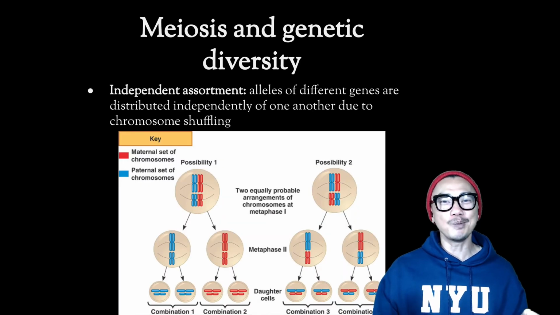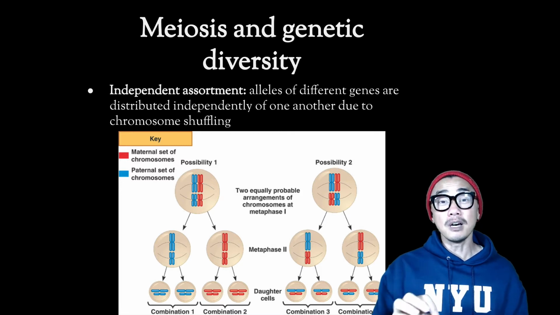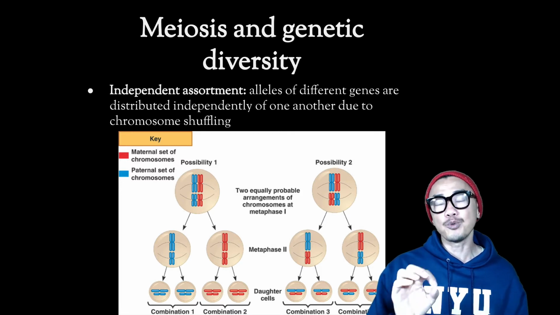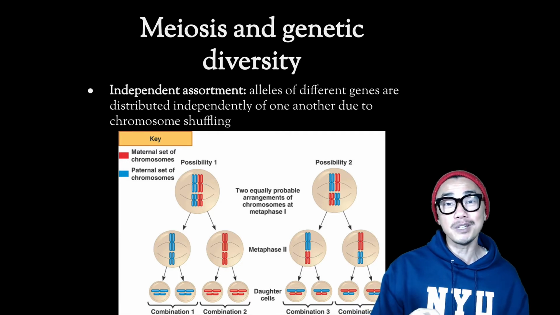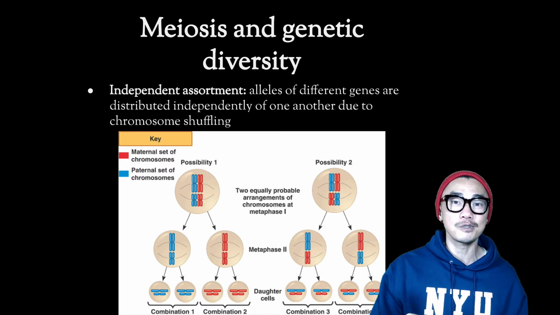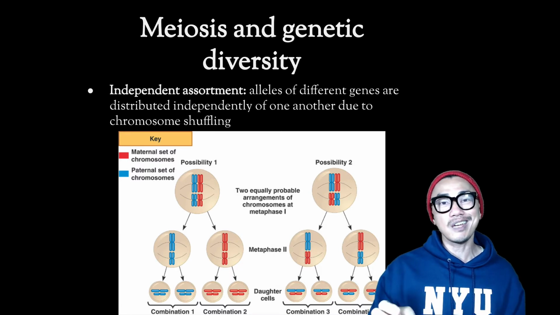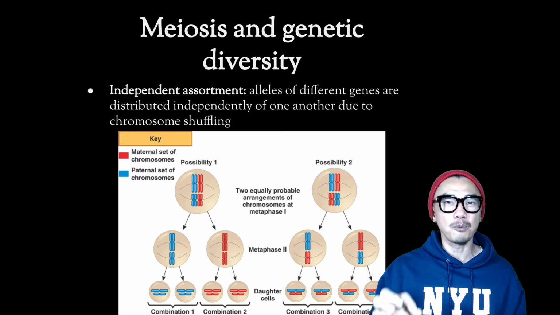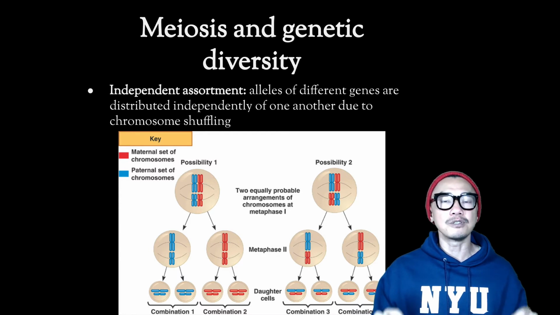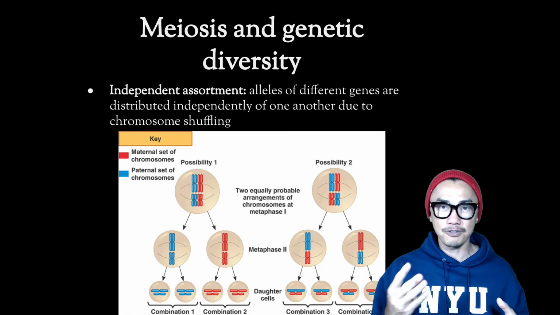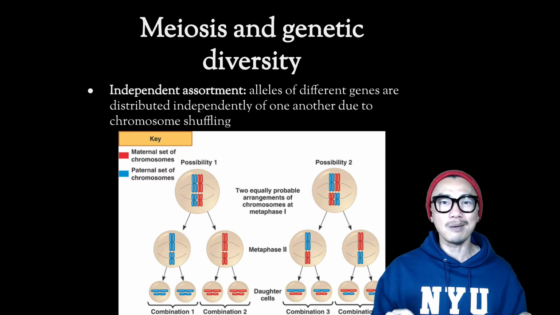Independent assortment is simply chromosome shuffling. Because we have 46 chromosomes and only 23 of them will make it into a gamete, each gamete will have a unique combination of those 23 chromosomes. The chromosomes and the genes they carry are distributed independently from one another during anaphase 1 of meiosis 1. After meiosis 2, you create a great variety of different gametes. You can see this in the diagram where we have a cell with 4 chromosomes producing gametes with several different combinations of chromosomes.